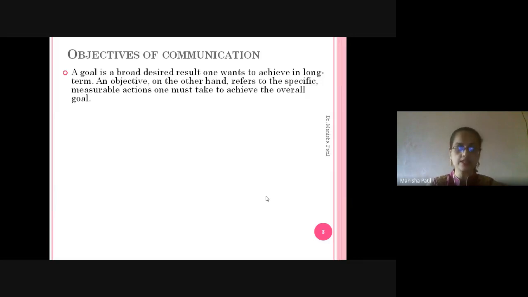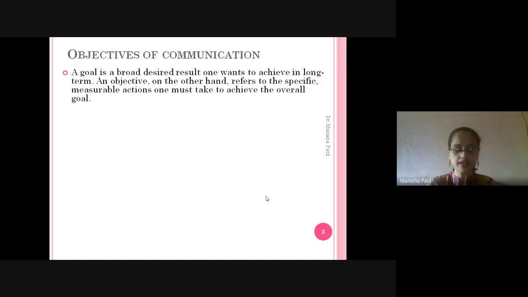Now, in your case, what is your goal? That is to become a graduate. Now, your graduation program, Bachelor of Arts, is of 3 years. In these 3 years, you are going to learn various subjects. In those various subjects, you are going to study various units. And in any particular unit, you are going to learn many concepts. So, when you want to become a graduate, that is your goal.